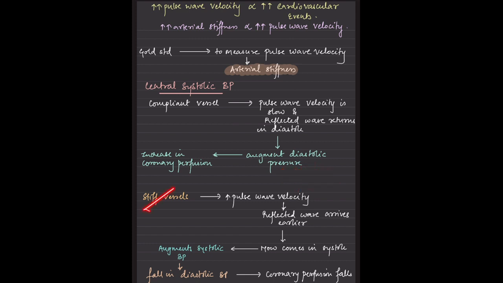Coming to a stiffened vessel, what will happen with the pulse wave velocity? The peak will be achieved earlier, that is in systole, because there is no cushioning effect, and there will be an increase in the systolic blood pressure, which will cause a comparative decrease in the diastolic blood pressure, and the coronary perfusion is decreased, which is harmful.